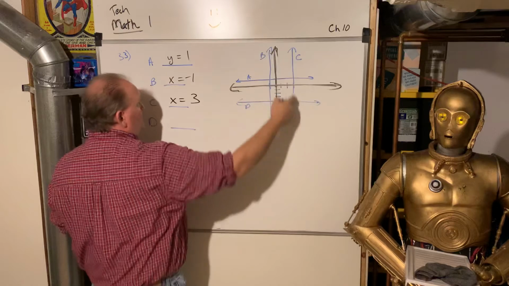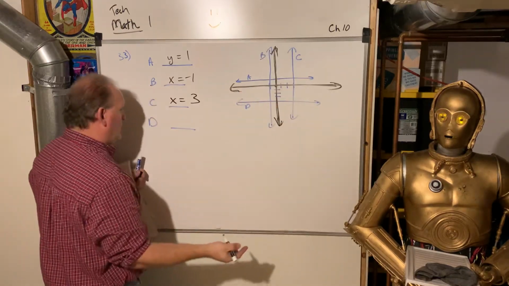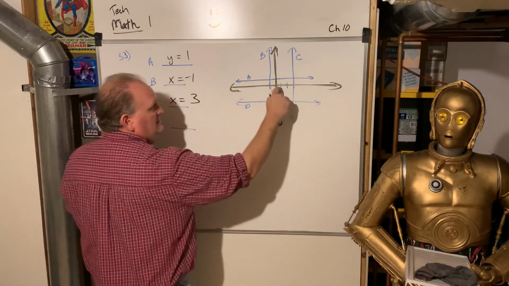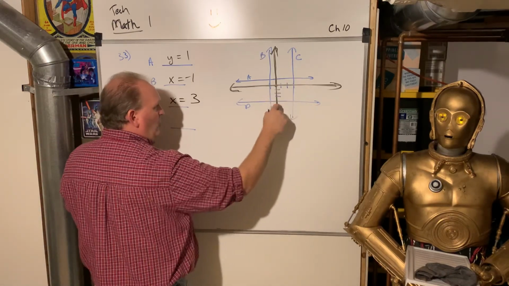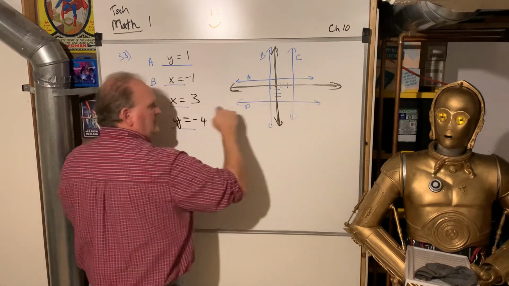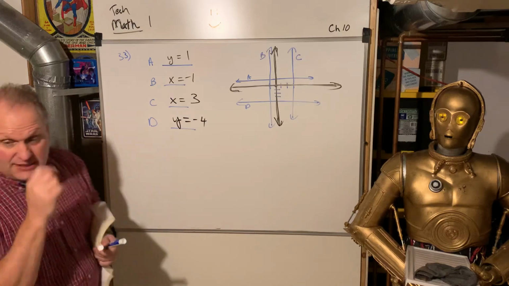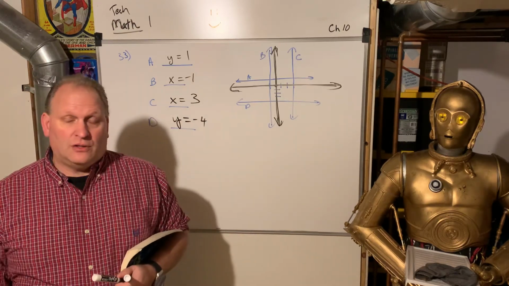Those have undefined slopes, by the way. Vertical lines, undefined slopes. Horizontal lines have slopes of 0. And then D is through 1, 2, 3, 4, -4. So it's Y equals -4. This is a horizontal line. All right? So horizontal and vertical lines are just either X equals a number or Y equals a number.